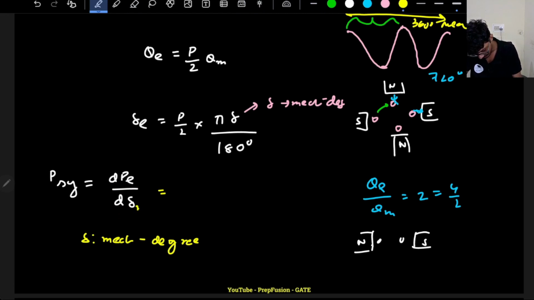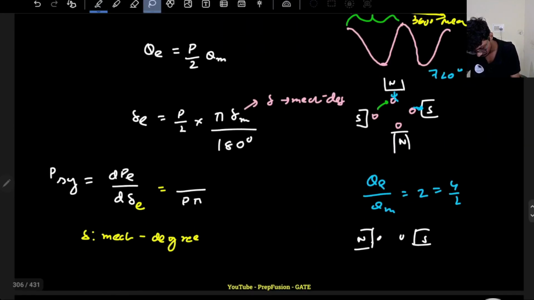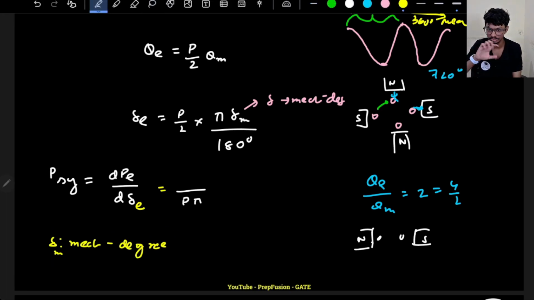let me write here delta m, otherwise you will get confused. So this is my dPe by delta e, right? So I can convert delta e into mechanical. In the bottom a constant term will be multiplied. So P pi, remember this is delta m. Why am I concerned about mechanical? Because in torque, mechanical angle is provided. So that's why I'm concerned about mechanical. Okay, I hope that is clear to you.